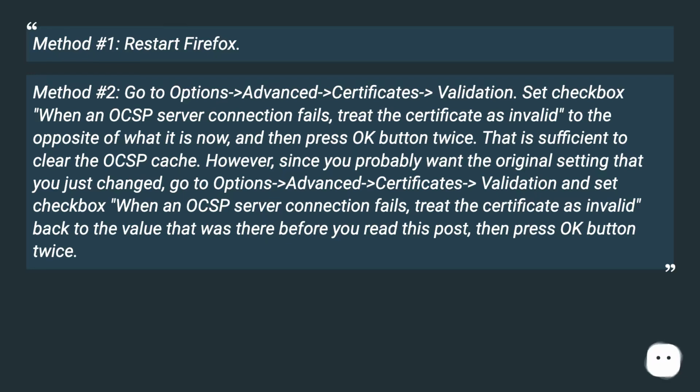However, since you probably want the original setting that you just changed, go to Options, Advanced, Certificates, Validation and set the checkbox "When an OCSP server connection fails, treat the certificate as invalid" back to the value that was there before you read this post, then press the OK button twice.